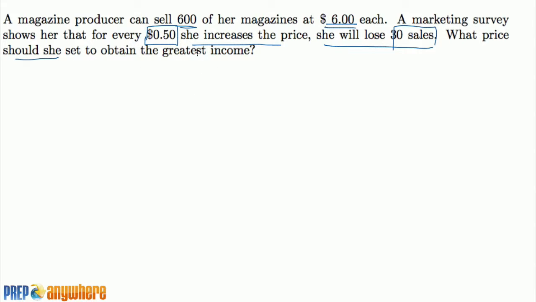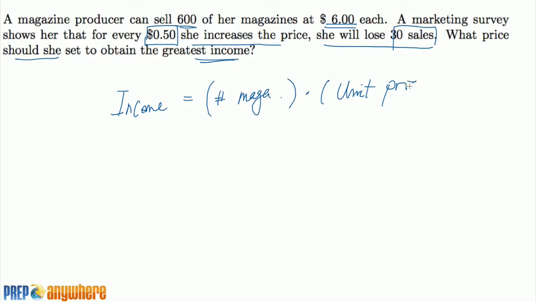Okay. So the income is generated this way. It's the number of magazines she sells, times the unit price. That makes sense, right? It's like if you sell 100, how much do you make? 100 times the cost of each particular unit.